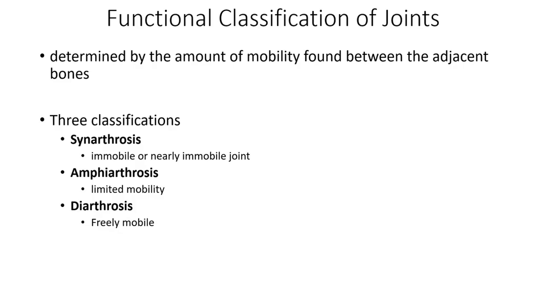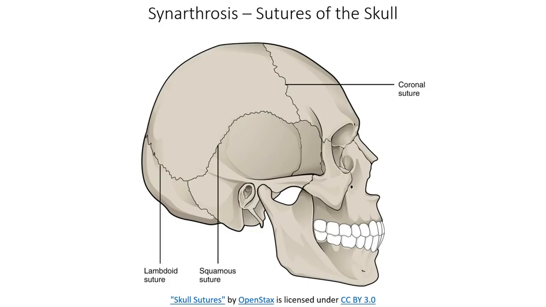So functional classification of joints, again, is determined by how much movement is found between adjacent bones, and we have three functional classifications. This is a synarthrosis, which is an immobile or nearly immobile joint, so one that does not move. Then our next classification is an amphiarthrosis. This has limited mobility, so it can move a little bit, but not a ton. And our last type is a diarthrosis, which are freely mobile joints, so these have a lot of range of motion to them.